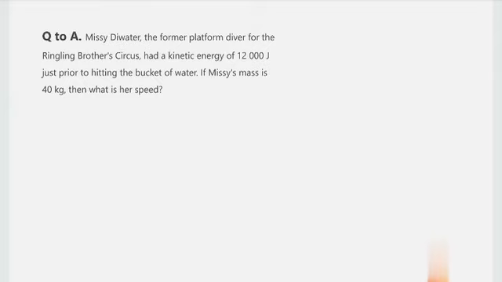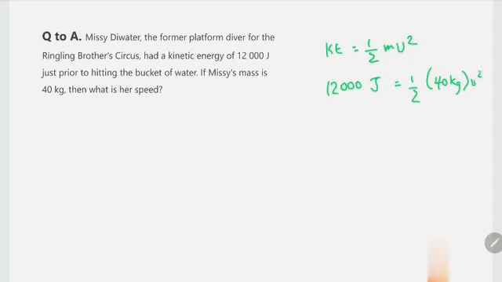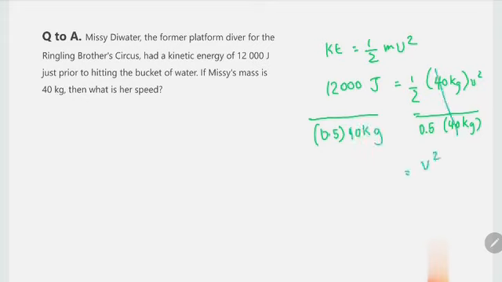If Miss DeWater's mass is 40 kilogram, then what is her speed? We're given the KE, 1/2, and the mass. Hanapin ko pala yung velocity. We will divide, kasi yung velocity may kasama siyang 1/2 at yung 40 kilogram. Divided by 0.5, that's the same with 1/2, okay? Don't forget, the same with the other part of the equation. Cancel. I'm left with V squared.